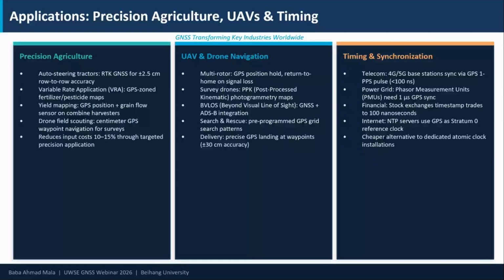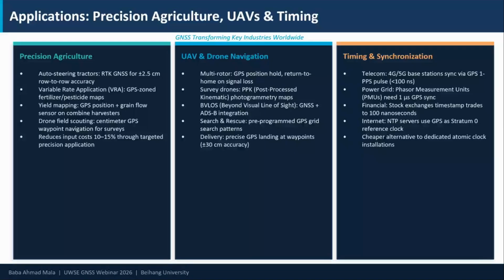What it does is create 3D maps and models from aerial photos. The 3D maps and models from aerial photos are called photogrammetry maps, which are essential for construction, mining, and agriculture as well.